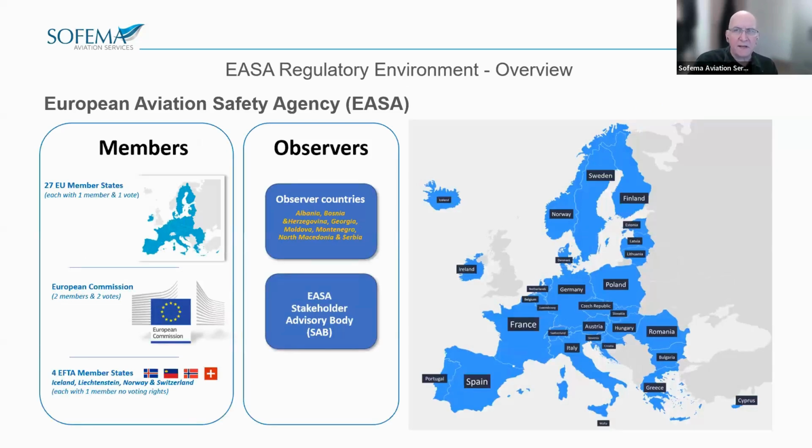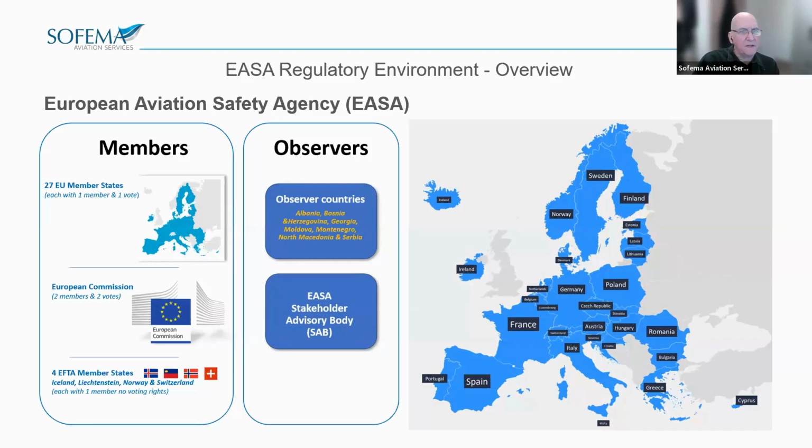This shows the countries regulated under the EASA system of regulations. There are 27 member states. There used to be 28, but the UK came out under Brexit. So we've got 27 member states, each of which have one representative member in the EASA board and have one vote in its decision making. The other body associated with lawmaking in Europe is the European Commission, which has 2 members from each member state, and therefore 2 votes.